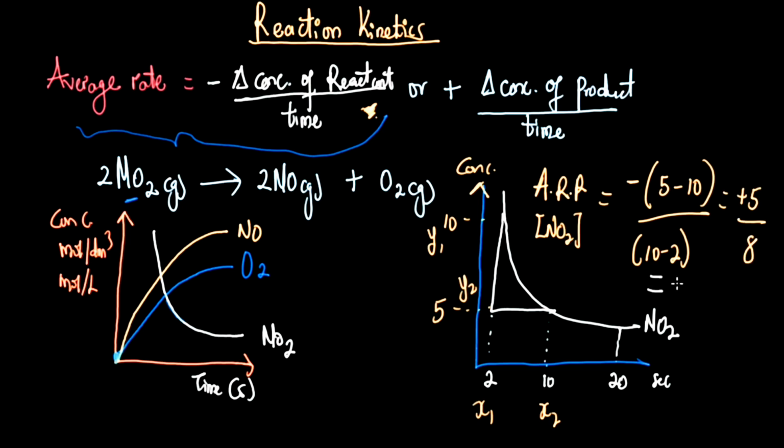So the final answer equals positive 0.628 mole per dm³ per second as well, so mol dm⁻³ s⁻¹. We have to put that in there. So the unit of average rate is molar per second.